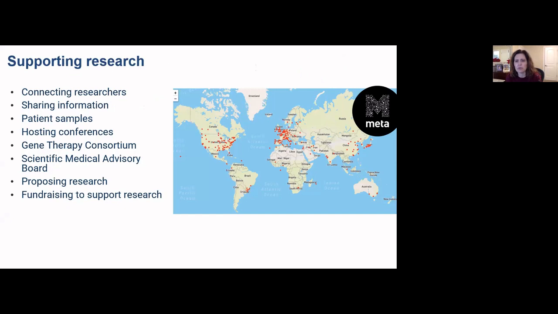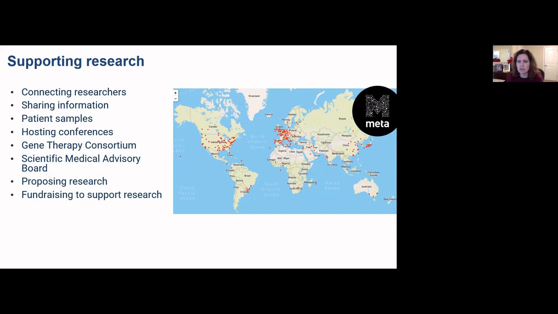We do this through supporting researchers. We hold a yearly symposium where we bring researchers together. The map that you see shows papers that were published on creatine deficiencies. We reach out to these researchers that we find through PubMed and invite them to speak at our conferences. We connect them with one another so that they can exchange ideas and increase the speed of their research, and we share information with them.